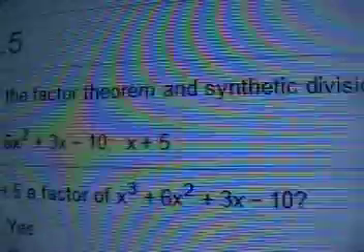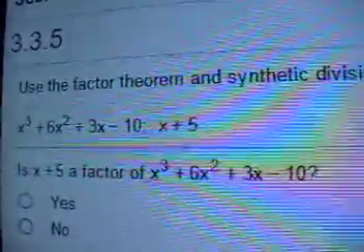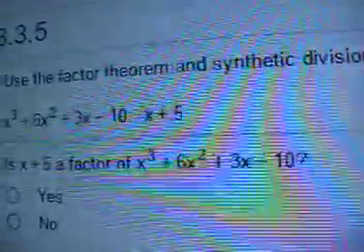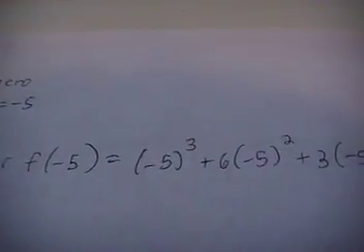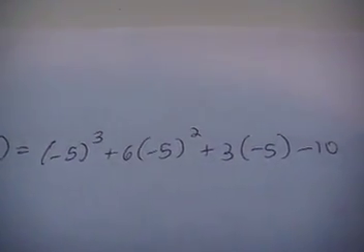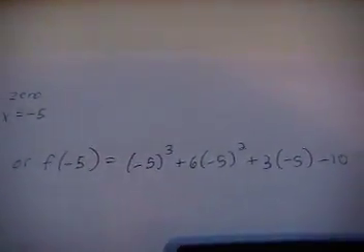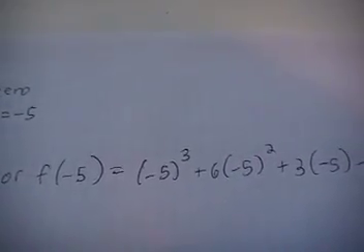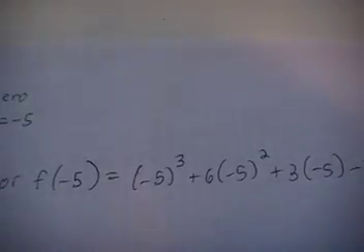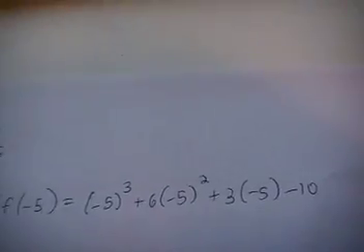So the original function was x to the third, so we'll do a negative 5 to the third, plus 6x squared, plus 6 times negative 5 squared, plus 3x, so 3 times negative 5, and minus 10. Here's f of negative 5. Negative 5 to the third, plus 6, negative 5 to the second, plus 3, negative 5, minus 10. I'll just type that all right into the calculator. Always put parentheses around negatives too.